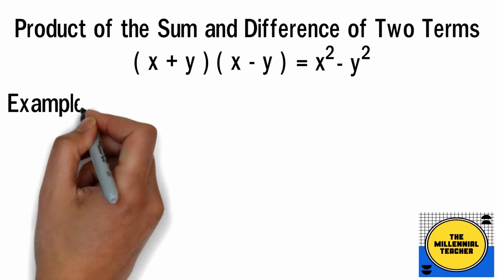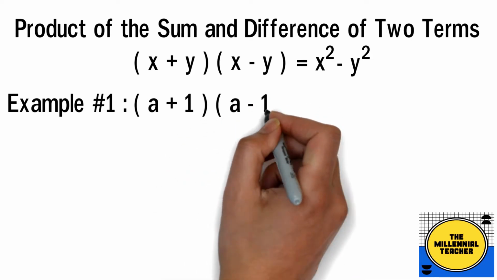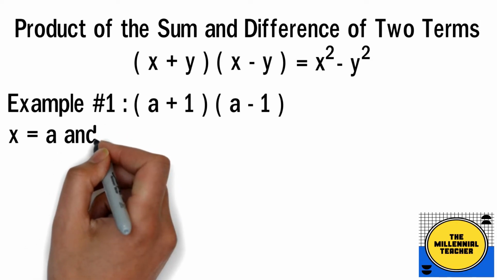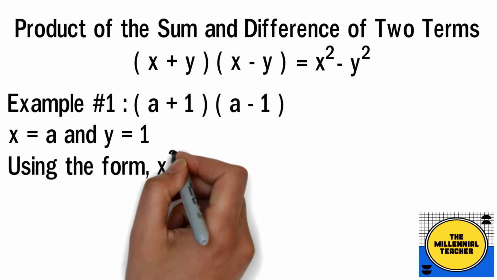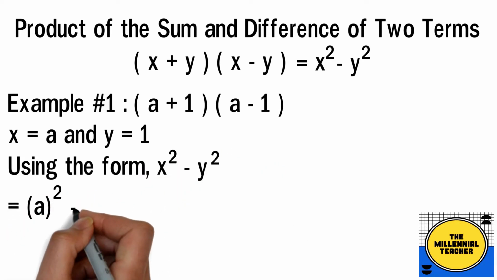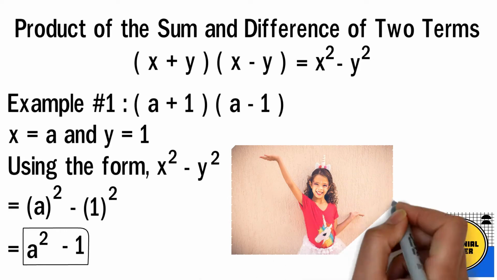Example number 1. Quantity a plus 1 times quantity a minus 1. The value of x is equal to a and the value of y is equal to 1. Using the form x squared minus y squared, ay magiging a raised to 2 minus 1 raised to 2. By simplifying, magiging a squared minus 1. At ayan ang final answer student.